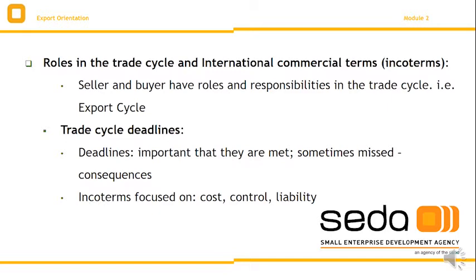Looking at the trade cycle, there are deadlines which need to be adhered to. If the deadlines are not met, there are consequences. Some of the consequences could mean that the goods are time sensitive. In other words, if you look at exporting bananas, for example, if a deadline to export or to transport the bananas is missed, the bananas may rot and be delivered in poor quality.